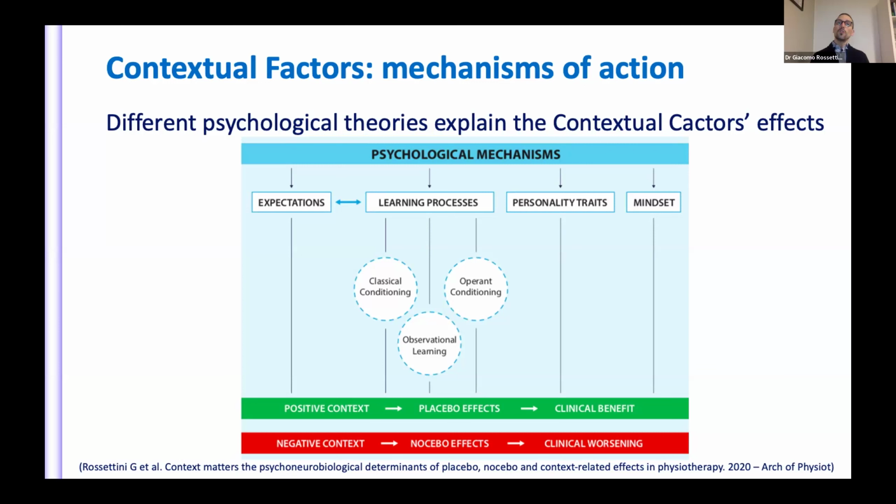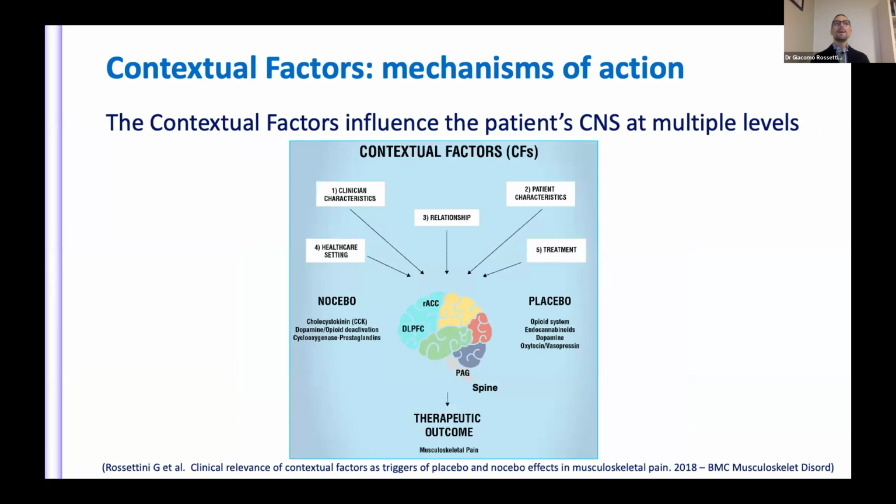Patients can also learn from others. They can learn, for example, from the positive or the negative experiences of other patients, family members, friends, or from information on social media or blogs. But how do contextual factors work in practice? I will use this image to explain its mechanisms of action briefly.